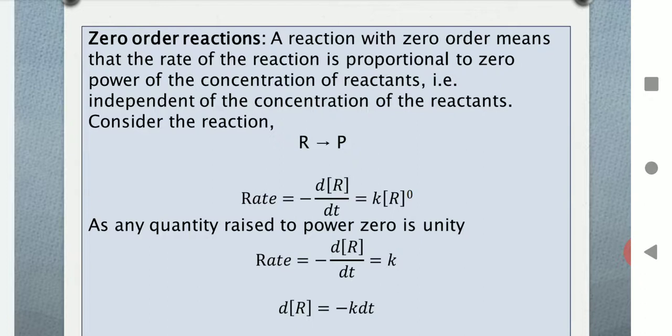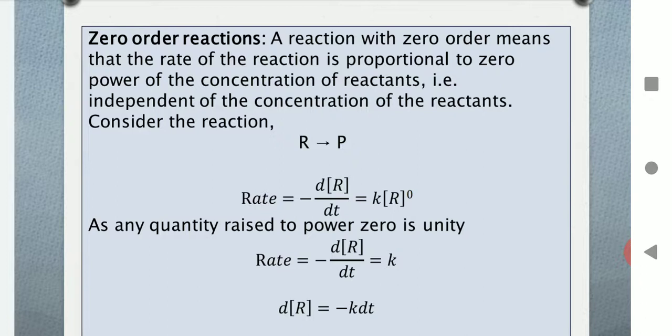So a reaction with zero order means that the rate of reaction is proportional to zero power of the concentration of reactant, that is, it is independent of the concentration of the reactant. And if we are considering a general reaction where reactant R is changing into product P, then the differential rate expression can be written as rate is equal to minus dR by dt equal to K into R raised to the power 0.